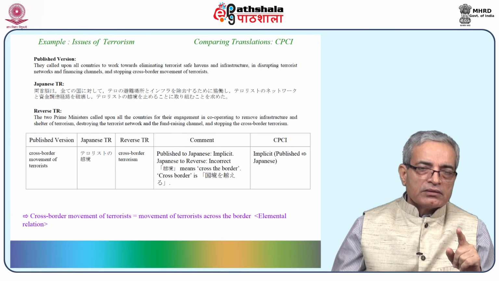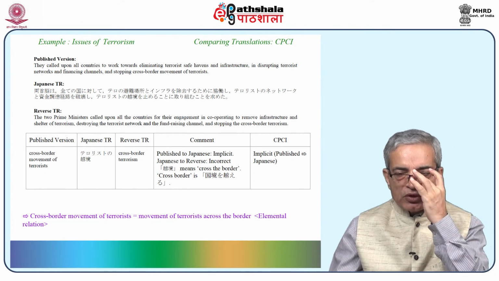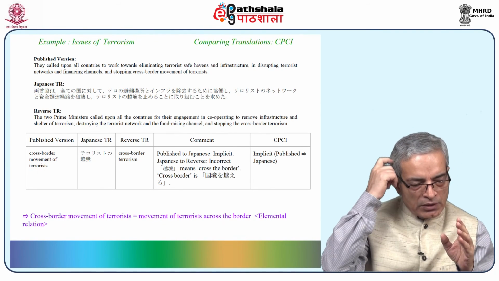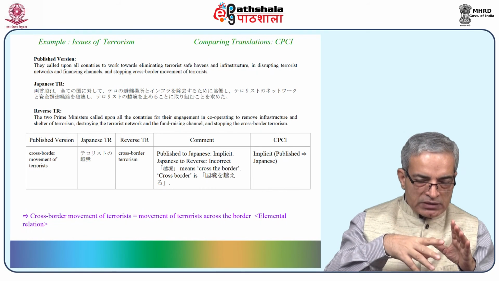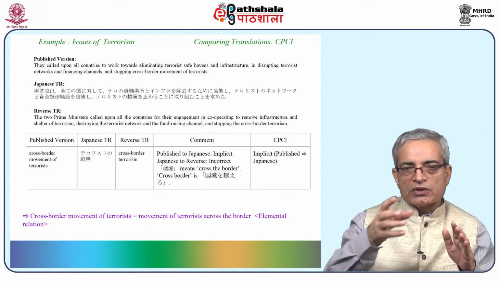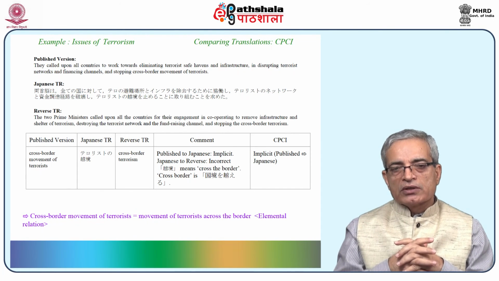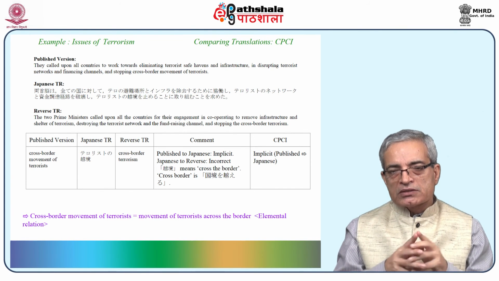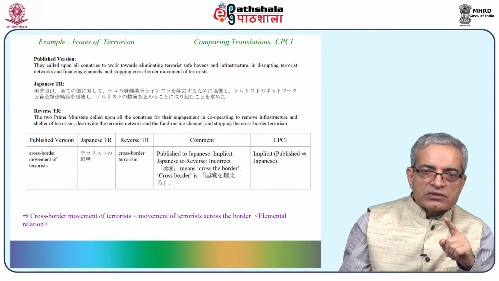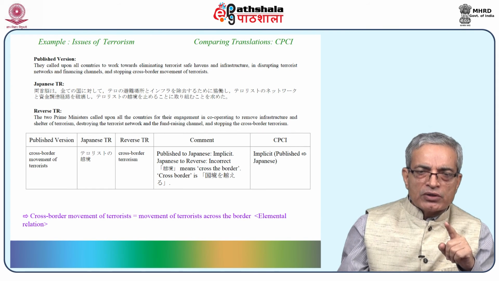Okay, next, it's too small, can you read? Cross border movement of terrorists, that means if it's a case of India Pakistan, then terrorists traveling from the border of one country to the other country, that is cross border terrorist movement. It does not specify from which country to which country, it's from one country to the other country, and this is translated in reverse as cross border terrorism.